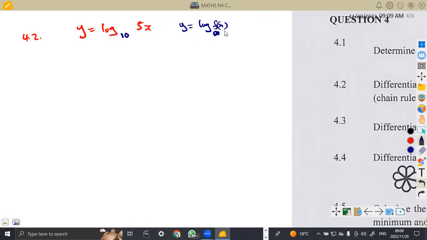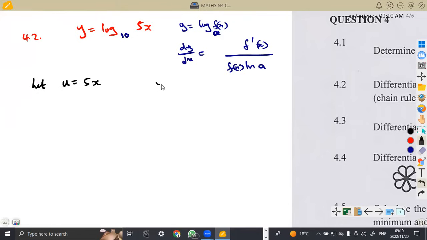We know that if you're given a log, y is equal to log f of x in base a, the derivative, dy dx, is f prime x over f of x times ln of the base that you're given. That is the derivative of a log. But in this case, we are told to use chain rule or function of a function. So remember, from function of a function, you're supposed to introduce another function into this expression. So we can just let u be equal to 5x.